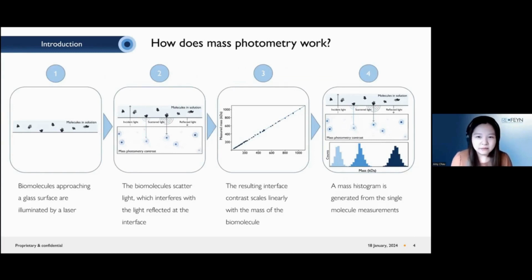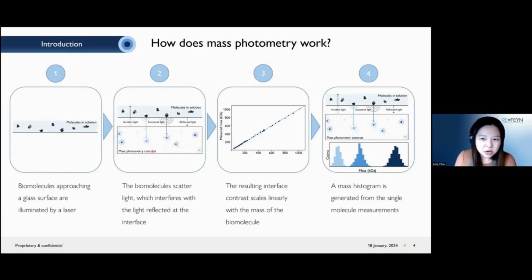This is a high-level overview of how mass photometry works. We start with adding a droplet of solution at about nanomolar concentration onto a glass slide. Our system has a laser that illuminates the glass slide from the bottom through the solution. When it hits the glass-liquid interface, the light gets reflected back down to the detector. Some of the light will hit a biomolecule and some of that light will scatter. The system will be able to detect both the reflected light and the scattered light and creates an interference pattern that we can visualize on our software.